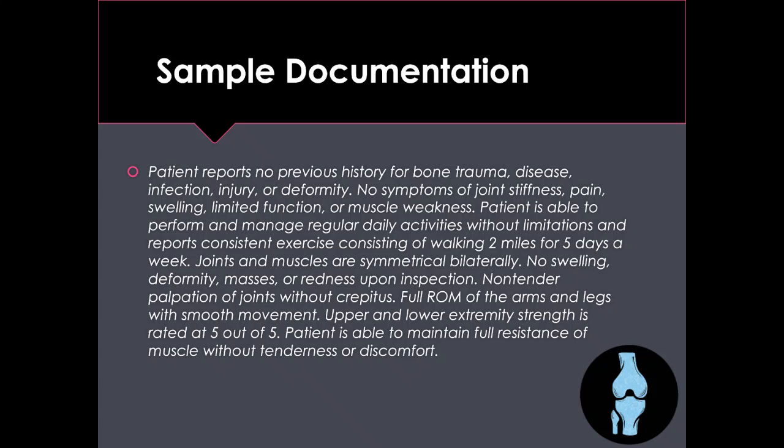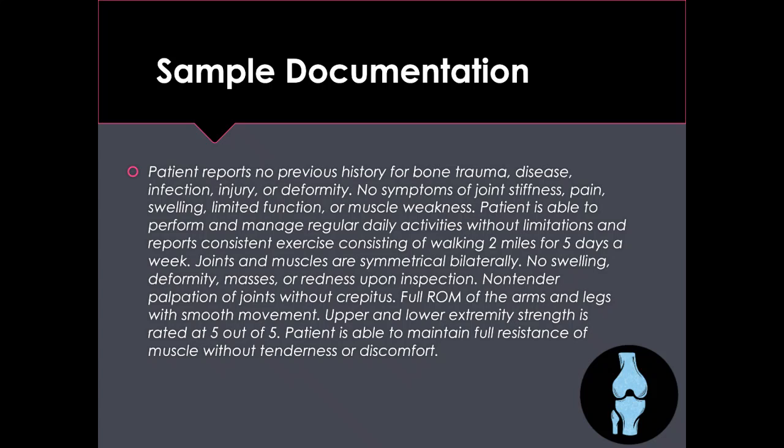So the patient reports no previous history for bone trauma, disease, infection, injury, or deformity. So remember, someone asked in class, well, can't we just write within normal limits? So this is a good example as to why I feel it's really important to say the patient. The other way I would write this is maybe the patient denies history of bone trauma, disease, infection, injury, and deformity. What that tells me is that you asked about all those things. And if someone writes patient is normal, I don't know that you asked them anything. So if you write that the patient, you're always safer to write the patient denies blah, blah, blah, because it tells me that you talked about it and assessed it.